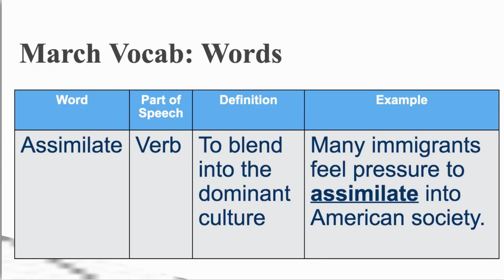And throughout history, this can be seen as both a bad thing and a good thing, just depending on how you're talking about it. If any of you take different AP history classes in the future, you'll definitely talk about this. So the example, many immigrants feel pressure to assimilate into American society, which again, they adopt things from the dominant culture and maybe give up things from their own.